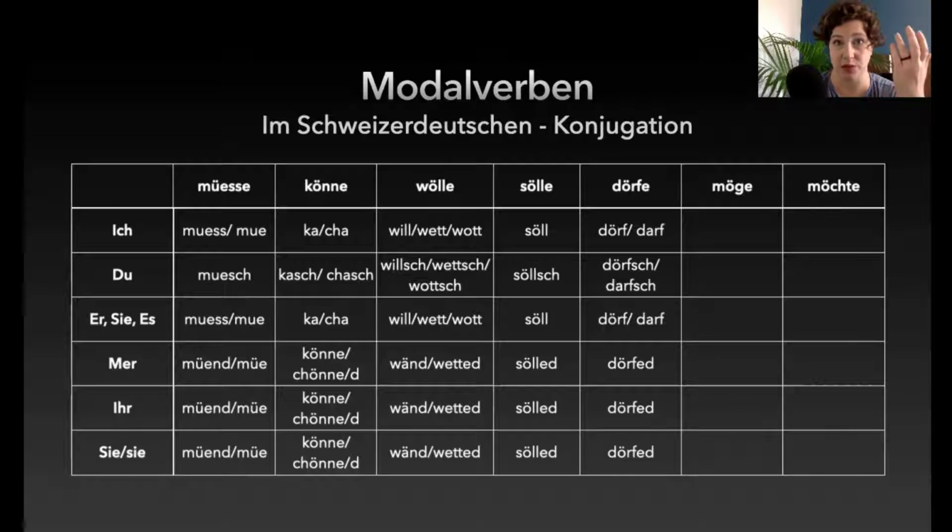Dürfen, to be allowed to, not to. Ich darf oder ich darf. I don't even know if that's by region. I'm pretty sure that's just whatever people feel like. There is not really a rule which one is correct. People just pick one. So ich darf, du darfst, sie darf, es darf, wir dürfen, ihr dürfet, sie dürfen.